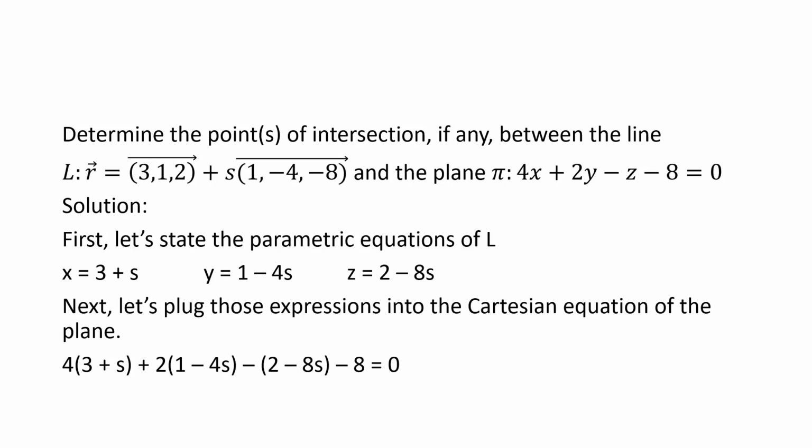So suppose we want to determine the points of intersection between the line shown and the plane shown. Well, first thing we do is determine the parametric equations of the line. And we can tell just by looking that the x coordinate on that line is equal to 3 plus s, and the y coordinate is equal to 1 minus 4s, and the z coordinate is equal to 2 minus 8s. We then take those parametric equations, and we sub them in for x, y, and z in the Cartesian equation of the plane. And when we do that, we get 4x plus 2y minus z minus 8 equaling 0.